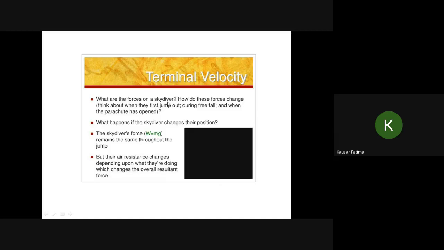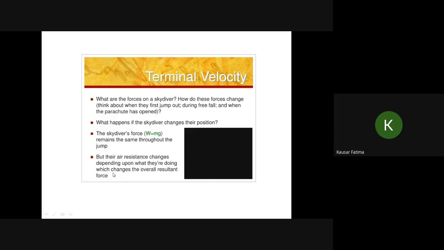What are the forces on the skydiver when he falls, and how do these forces change? We will talk about these forces. What happens if the skydiver changes their position? The vertical forces are weight in the beginning, and the other force is air resistance. So that will affect the speed of the skydiver.